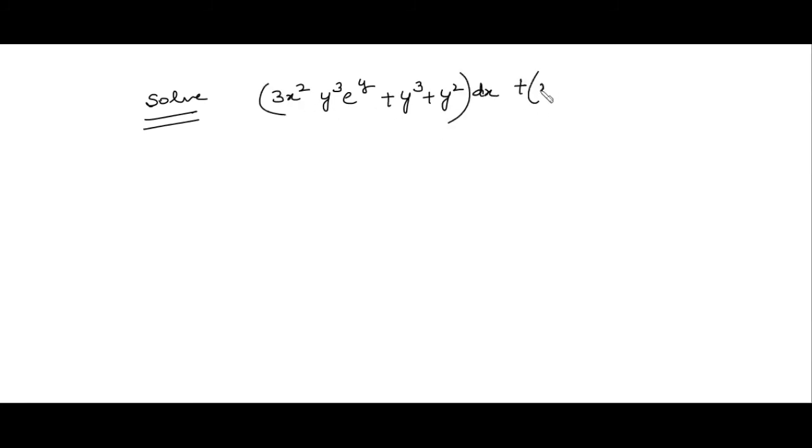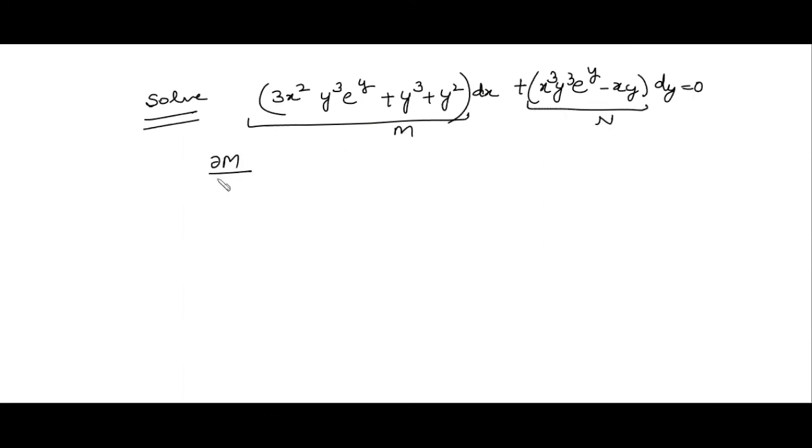And now just see one more example. Let's suppose we have to solve the differential equation 3x square y cube e to the power y plus y cube plus y square times dx plus x cube y cube e to the power y minus xy dy is equal to 0. Here this is your m, this is your n. First of all, check whether the equation is exact or not.